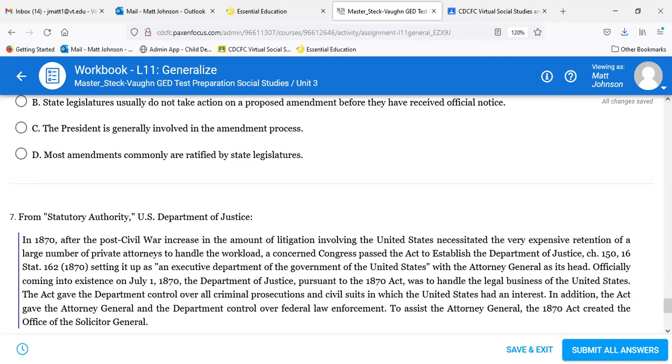The act gave the department control over all criminal prosecutions and civil suits in which the United States had an interest. In addition, the act gave the Attorney General and the department control over federal law enforcement. To assist the Attorney General, the 1870 Act created the Office of the Solicitor General. And we'll also hear the Attorney General of the United States, which is a cabinet level position, the chief law enforcement officer of the United States, right? Because they oversee the federal law enforcement. And that whole department, the Department of Justice, was created well after the Civil War, in 1870.